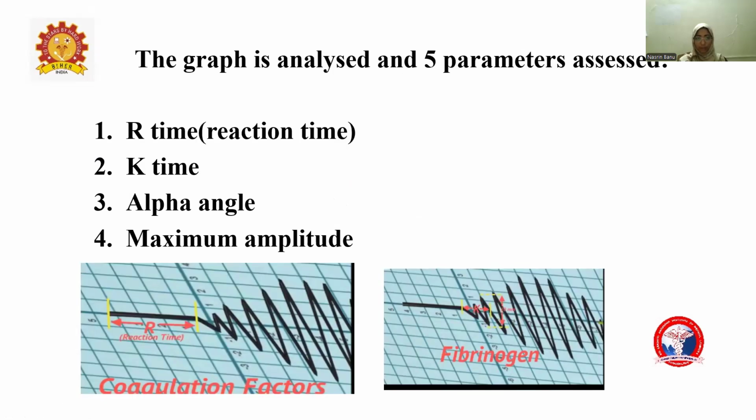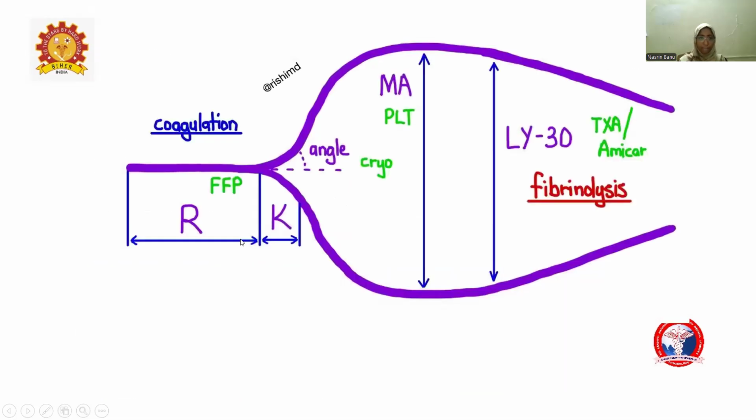That is, this graph will be seen. This graph is analyzed, and 5 parameters are assessed. That is R time, that is reaction time, K time, alpha angle, and maximum amplitude. This is R time, from the time of no clot formation to the beginning of clot formation. This is the K angle, and this indicates the maximum amplitude of the clot formation.